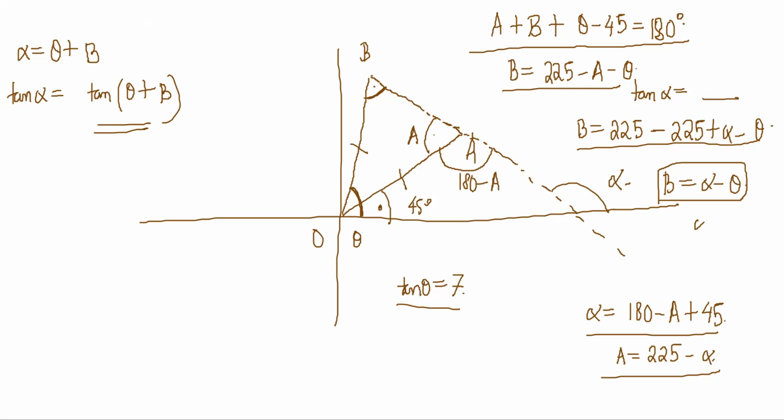Okay, so let's think of some other way to do it. Slope of AB you have to find. So you can do point slope form between them, right? These are two lines, A, B. You can do point slope form, no? This is 45, this is theta, and tan theta is equal to 7, right?